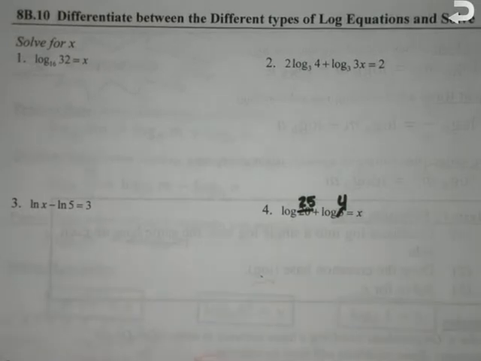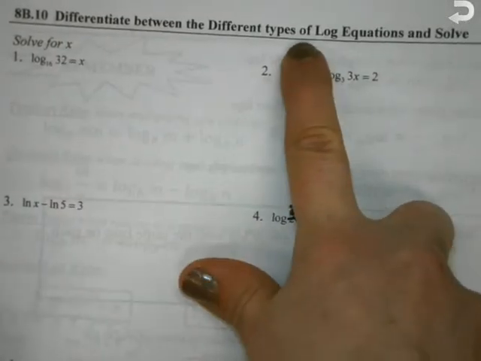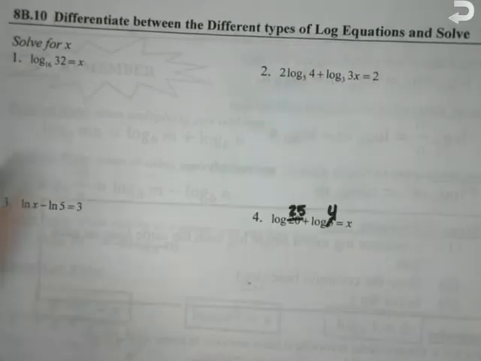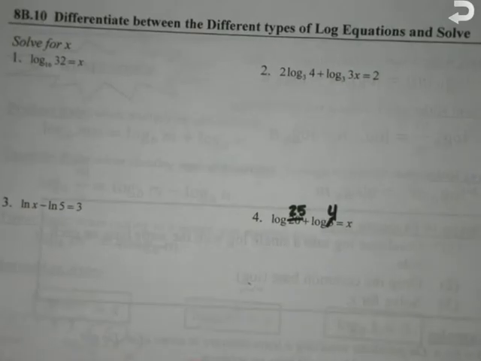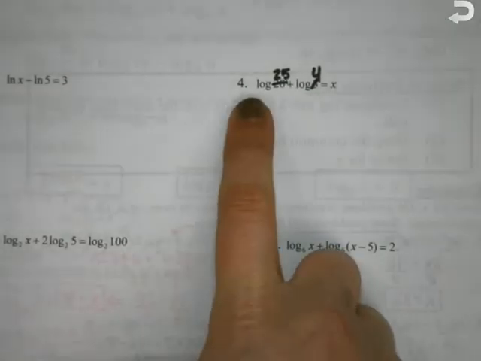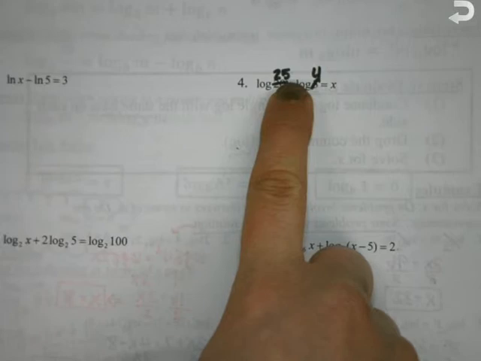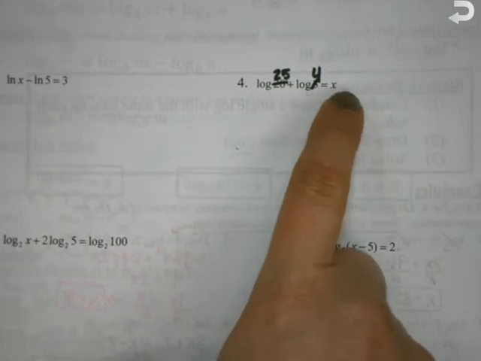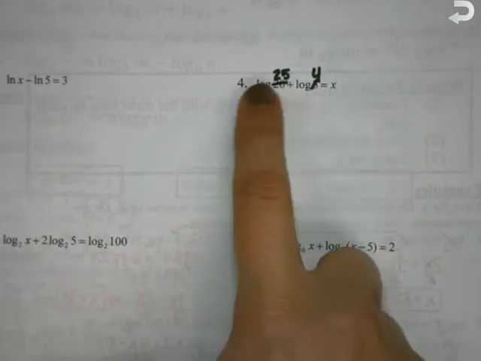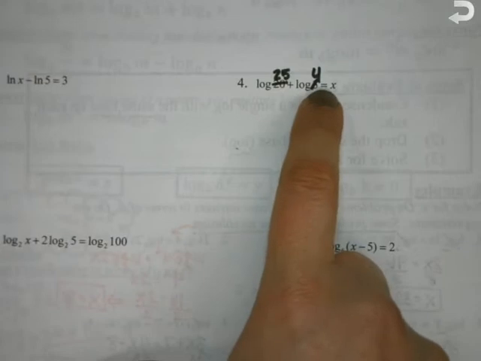Okay, so 8B.10, our instructions are to differentiate between the different types of logs and solve. So now we're taking all the different types of logs we've seen from 8.1 to 8.9, giving you all those types of problems, and you have to pick which method to use. Okay? There was a typo on number 4. If you guys would change that, it should be log of 25 plus log of 4 equals x. So make sure that you change that. Log of 25 plus log of 4. Okay?